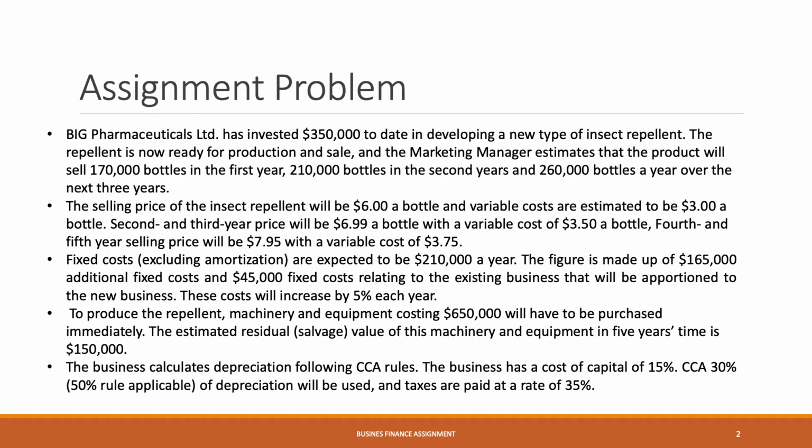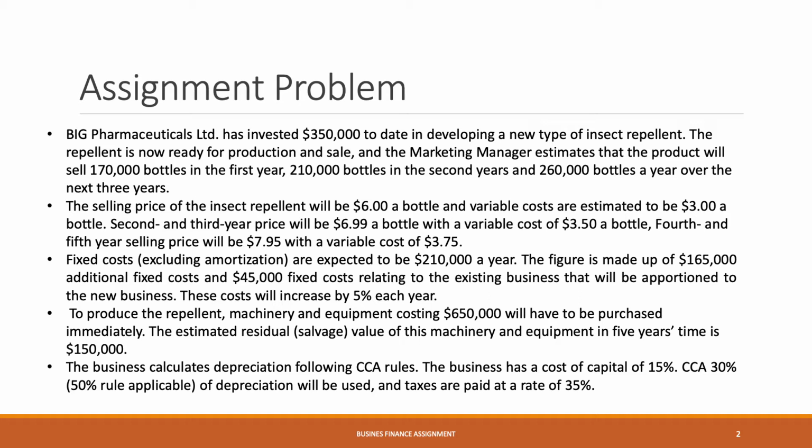As per the problem, Big Pharma Ltd invested $350,000 for developing a new type of insect repellent. The marketing manager estimates that the product will sell 170,000 bottles for the first year, 210,000 bottles for the second year, and 260,000 bottles for the next 3 years. The selling price of the bottle will be $6 for the first year, $6.99 for the second and third year, and $7.95 for the next 2 years, that is 4 and 5.